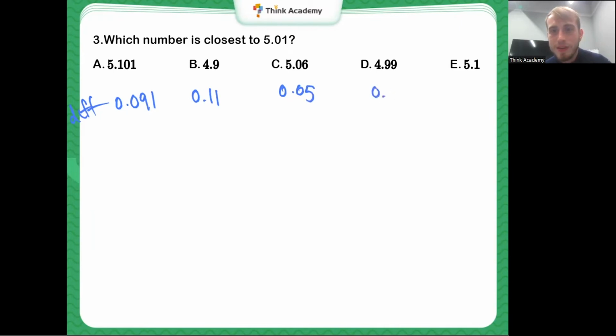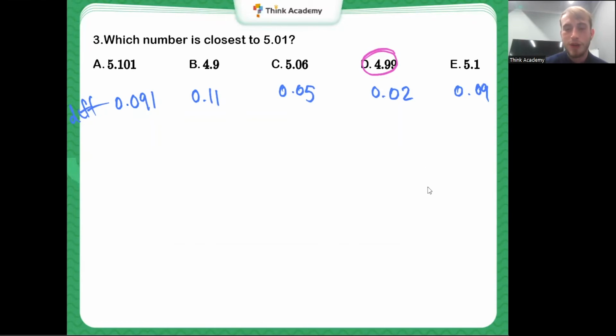This one is 0.02. So you can imagine we're 0.01, 1/100th away from 5, and then 1/100th to 5.01. And then finally, we've got 0.09 away from 5.1 there. Okay. So clearly we can see that the smallest difference is going to be D, which has just a difference of 0.02. So it is quite tricky to get our heads around the different place values.